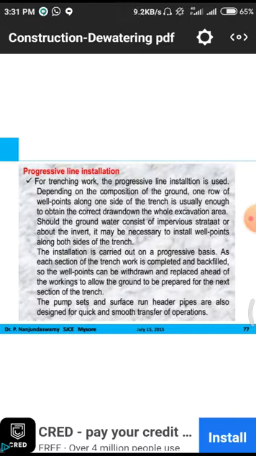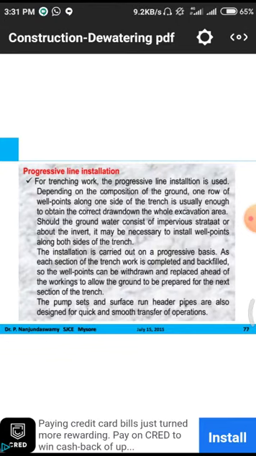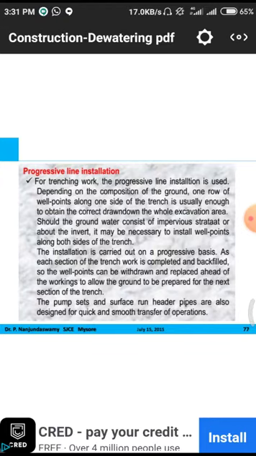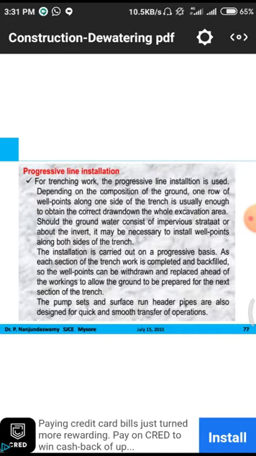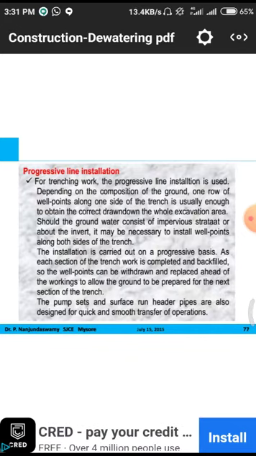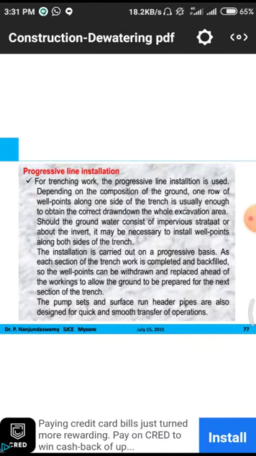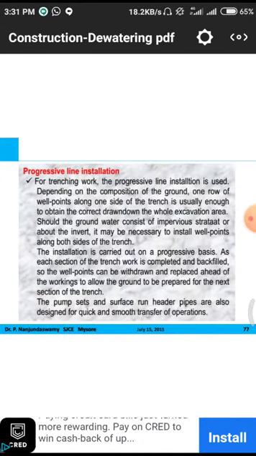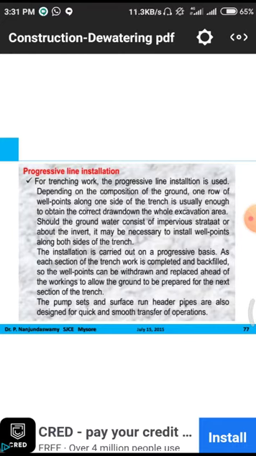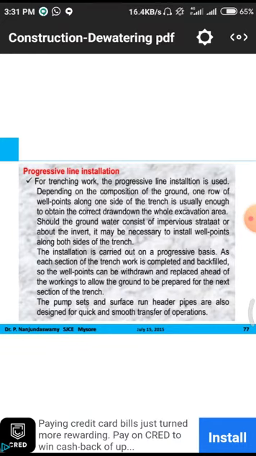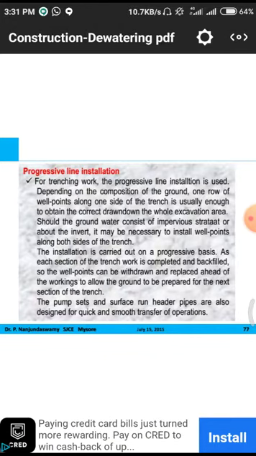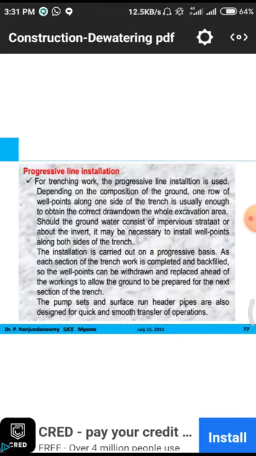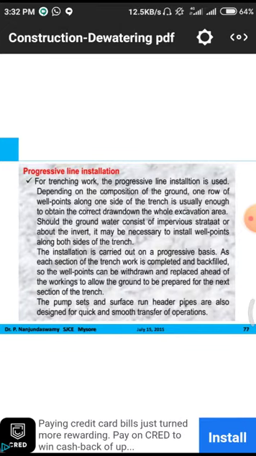Here also trenching work is employed around the particular hole, so that from that hole there may be a continuous drawing of water. The progressive line installation is used depending upon the composition of the ground. One row of well points along the side of the trench is usually enough to obtain the correct drawdown for the whole excavation area. That means depending upon the water capacity, whatever water is present in the particular trench or soil itself, we have to remove that water.